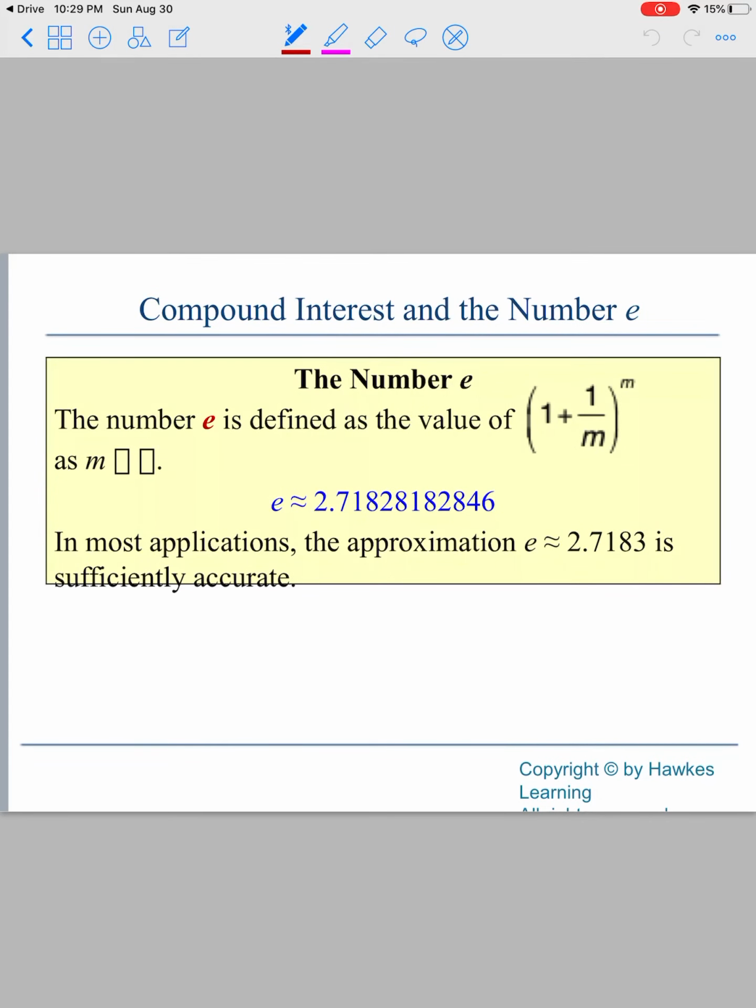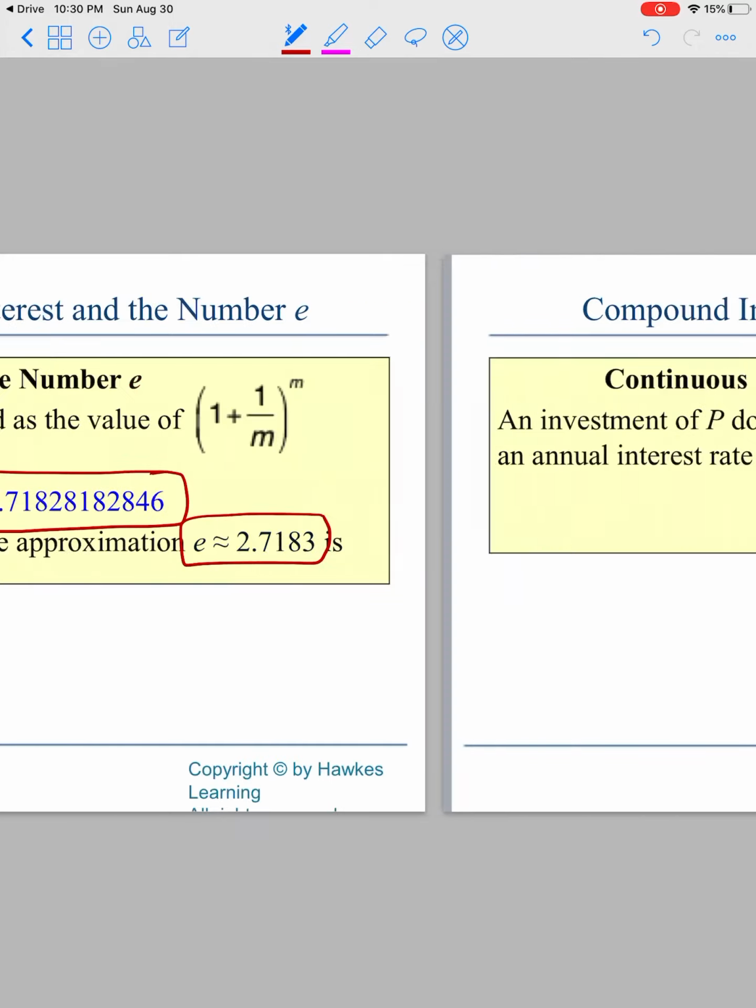Okay, looking at the number E here. The number E is defined by the value of 1 plus 1 over m to the n power, as m approaches infinity, as it keeps getting bigger and bigger. Therefore, E is just this number here, this long 2.718 number. In most applications, though, we just approximate it and we use the decimal 2.7183. Okay, that's accurate enough for us in these situations.